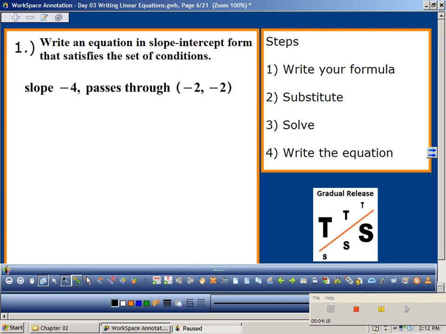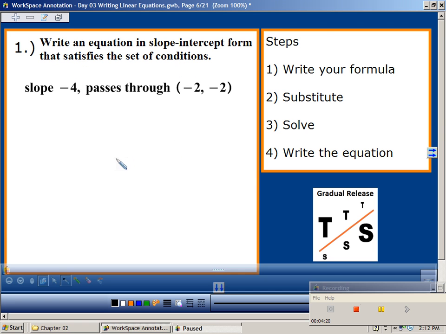All right, let me do it again. Then you're going to take notes on it, okay? So just sit back. I'm almost there. Write an equation in slope-intercept form that satisfies a set of conditions. So this is the part where you should be looking at the steps saying, okay, I know what she's going to do. Now I'm going to watch her do it one more time, and I'm going to get it.